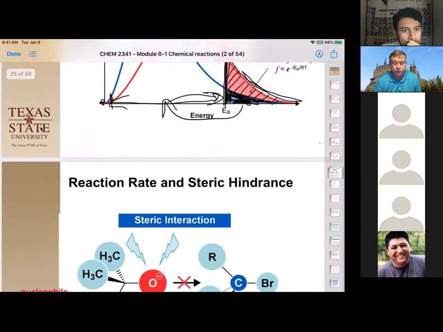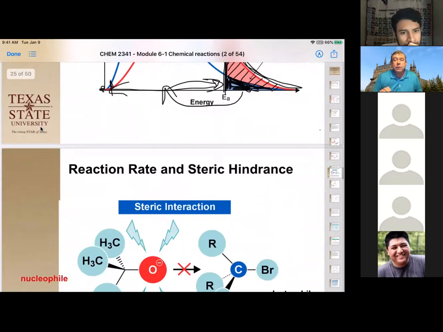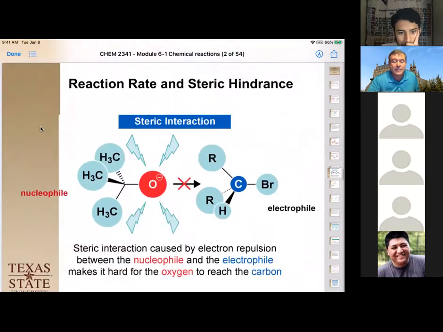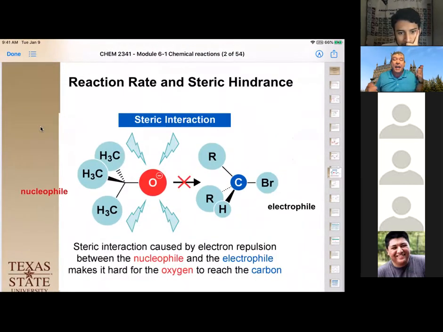Okay, so what we're going to learn here is all the reactions for the rest of the semester are controlled by two things: energy and sterics. Okay, so we've introduced energy to the system. Now I want to introduce sterics to the system. Okay, what sterics means is how bulky the groups are where the reaction is supposed to take place.